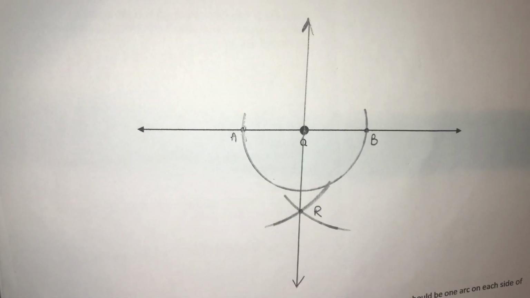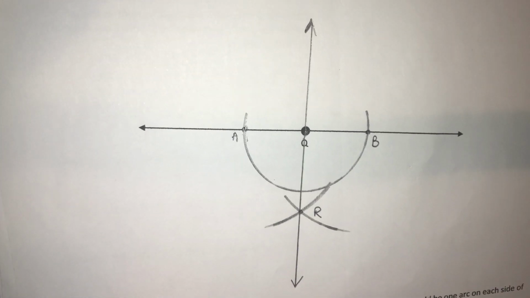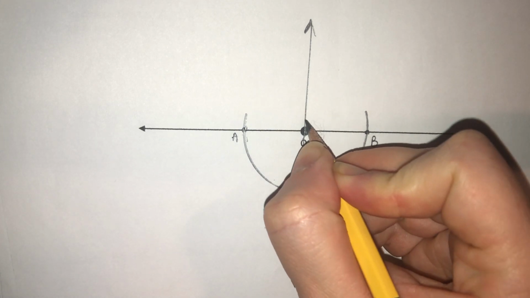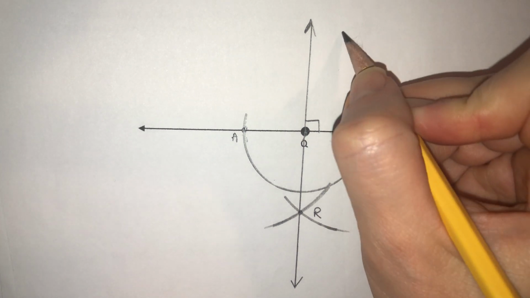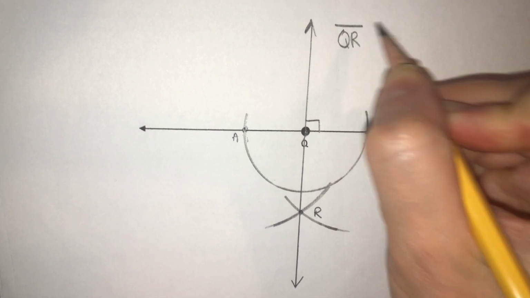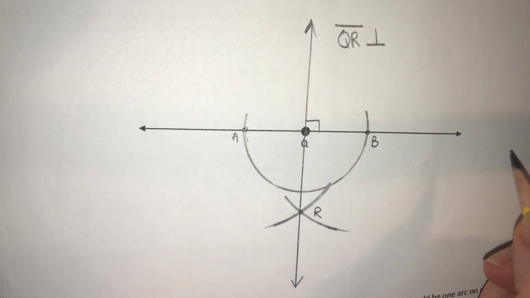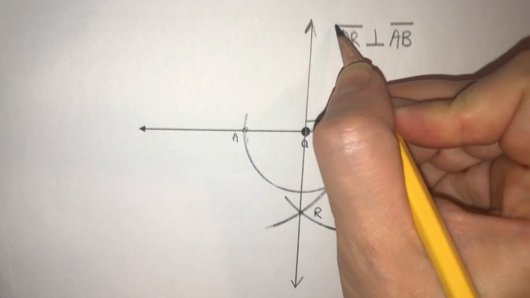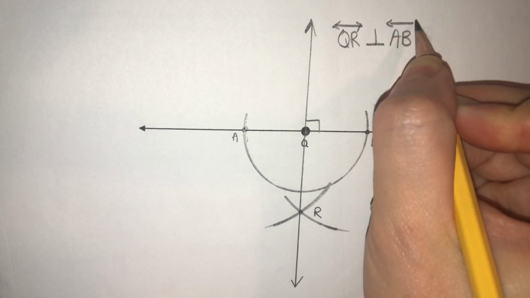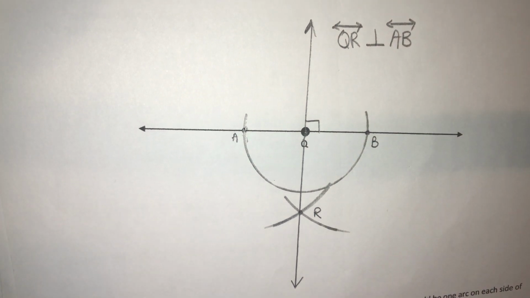And now I'm going to mark it up so that we know it's a perpendicular, which means a 90-degree angle, right angle box. And we can say line QR is perpendicular to line AB. Arrows on these since they go on forever.